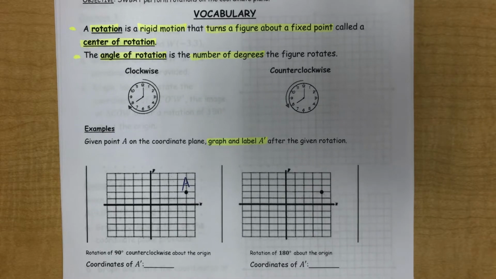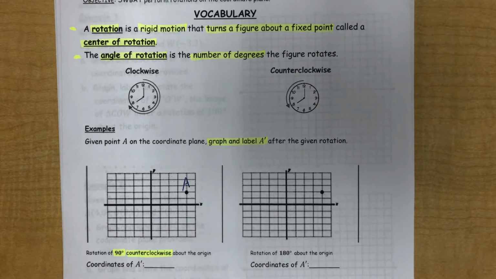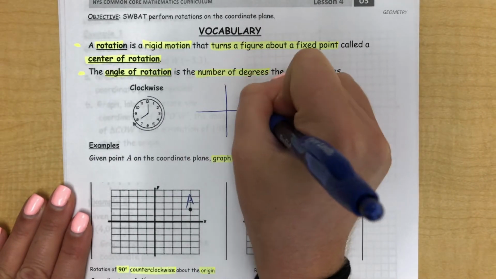If I look at number 1 underneath, it says we want to rotate 90 degrees counterclockwise about the origin. This is huge. There's 3 important pieces to every rotation. First, they have to tell you how many degrees you're rotating. They have to tell you where you're rotating and what you're rotating around. Okay? Now, before we get started, I want us to just create a graph up top.